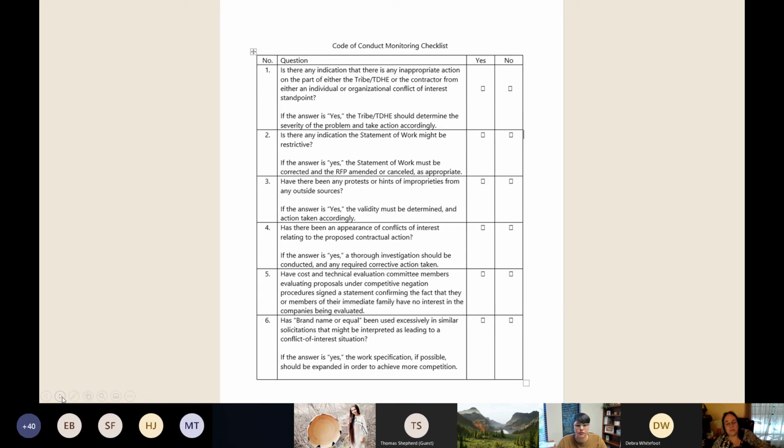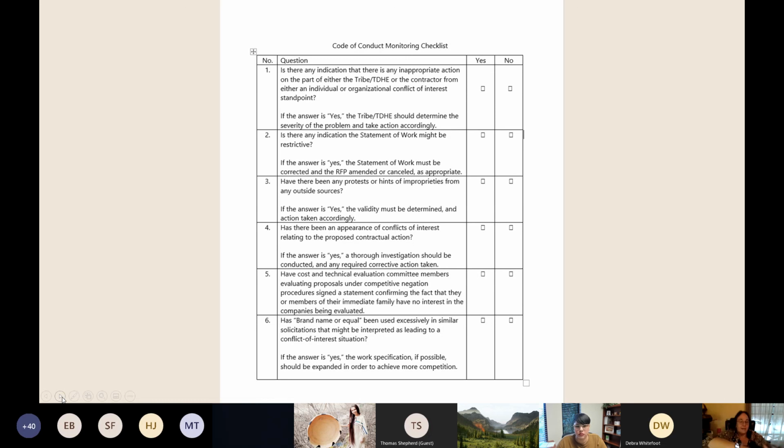Has there been any protest or hints of improprieties from any outside sources when it comes to procurement or conflict of interest? If the answer is yes, the validity must be determined and actions taken accordingly. Any appearance of conflicts of interest relating to the proposed contractual action. Have cost and technical evaluation committee members evaluating proposals under a competitive negotiation procedure signed a statement confirming, in fact, that they are not members of an immediate family and that they have no interest in the companies being evaluated?